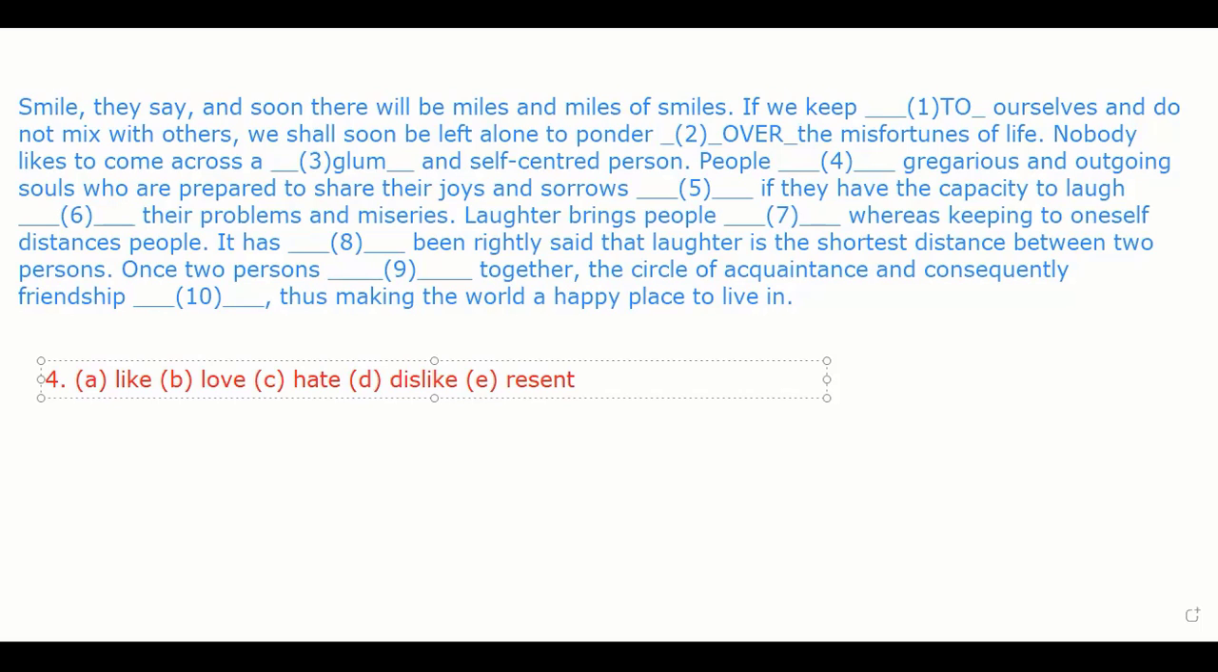Obviously, you know which of the options cannot come. You can cross them out. It cannot be negative. Yeah? It has to be a positive word. It cannot be hate or dislike or resent. Right, Devendra? Devendra, okay, I'll tell you the answer later, but tell me, Devendra, why can it not be C, D, or E? You are right, but why can it not be C or D or E?